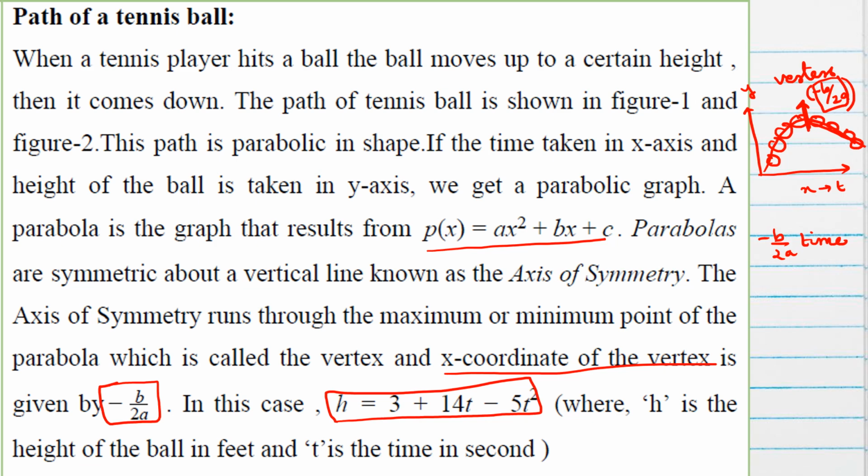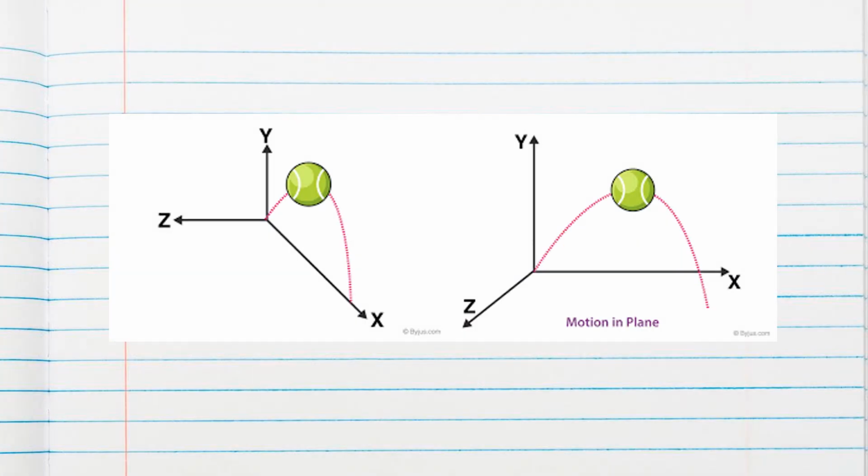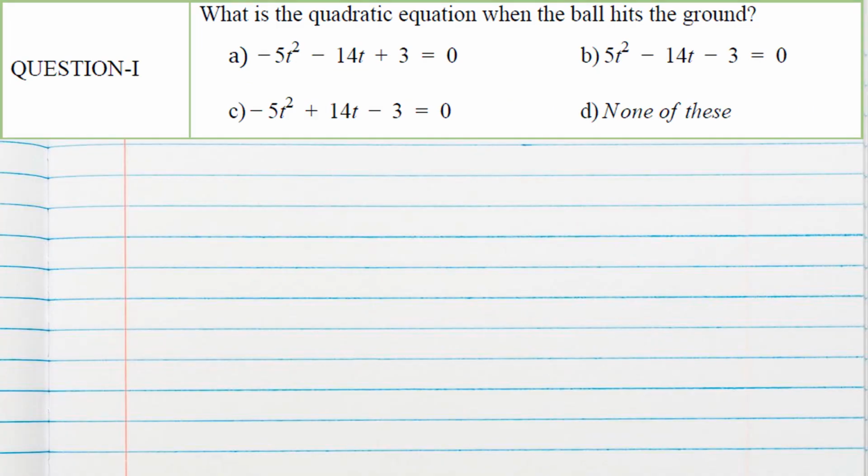Now we'll come to the question. This is the figure given. In both the figures, you can see the x-axis represents time and the y-axis represents the height of the ball. Question one is: what is the quadratic equation when the ball hits the ground? So now you can see here the position of the ball like this. When the ball hits the ground, it starts from here and reaches this point B, suppose. Okay, so at this particular position the height of the ball is 0.